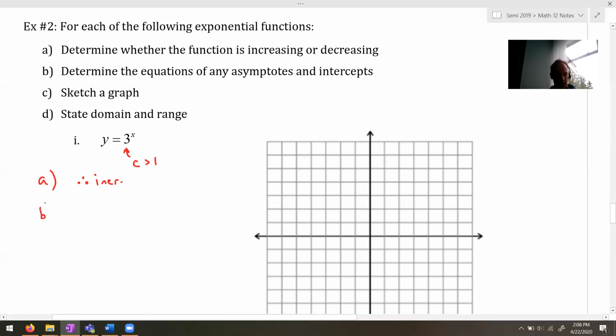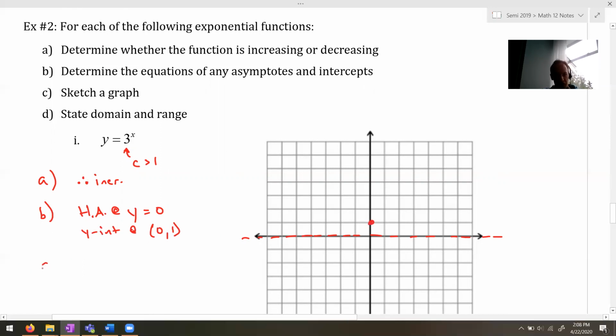B, determine the equations of any asymptotes and intercepts. Okay, so in this case, we're not doing anything weird. We're not doing any transformations. So we would say there's a horizontal asymptote at y is equal to 0. So you would draw that in. And you would say there is a y-intercept at (0, 1). So you put a point in there.